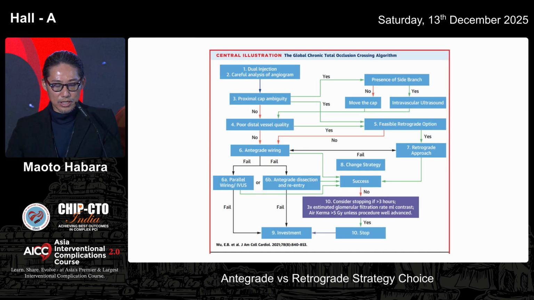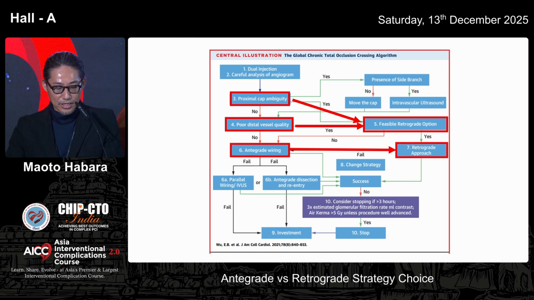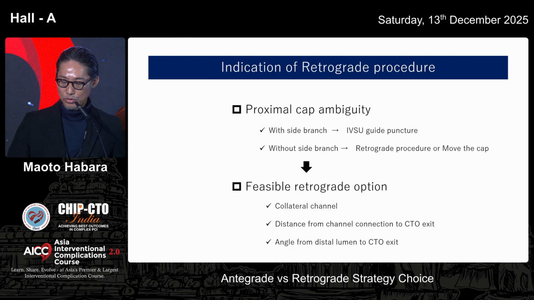This is the global chronic CTO algorithm. For the junior operator, I think it is better to follow the algorithm. When performing a retrograde procedure, there are proximal cap ambiguity, poor distal vessel quality, and antegrade failure. Those 3 points are also timing to consider the retrograde procedure. I will show some cases.